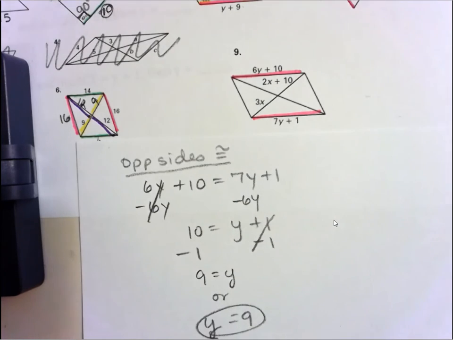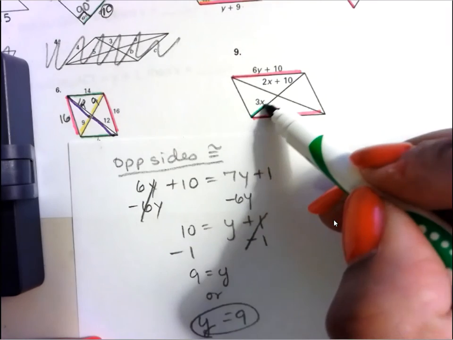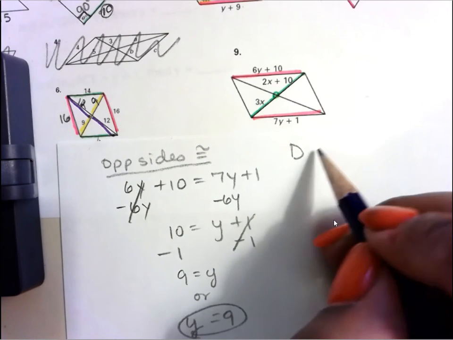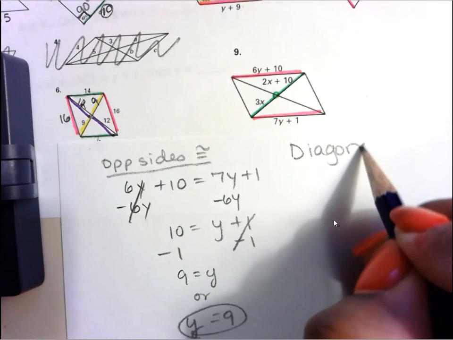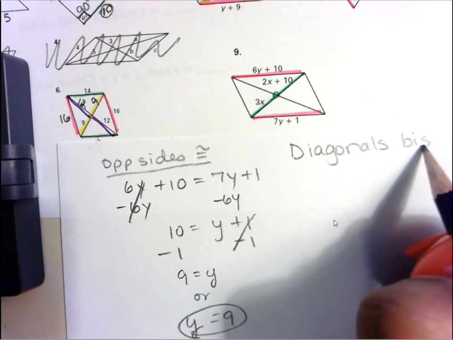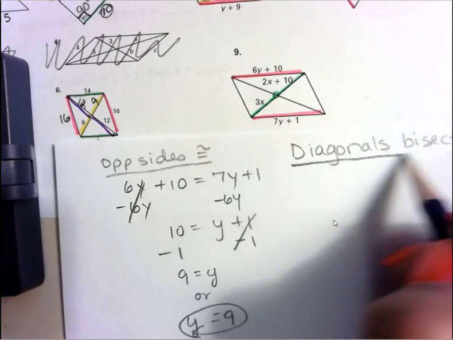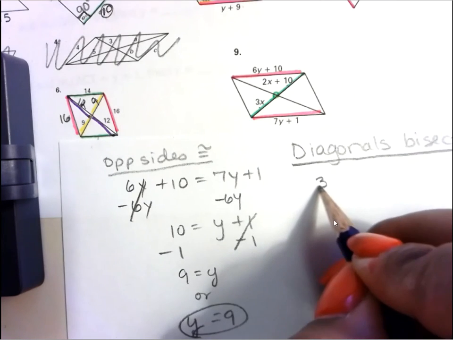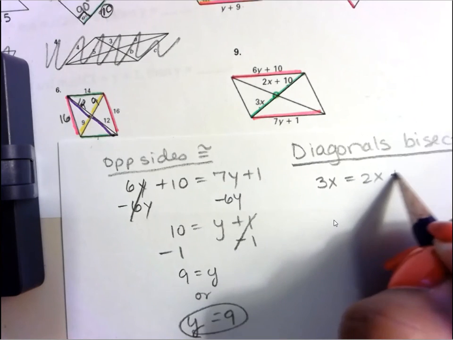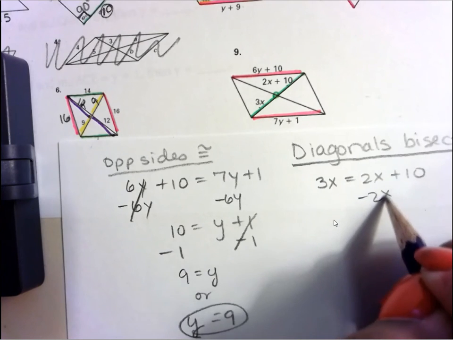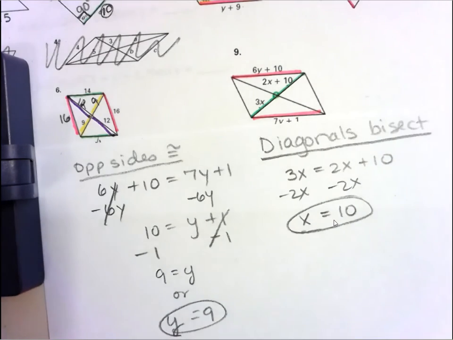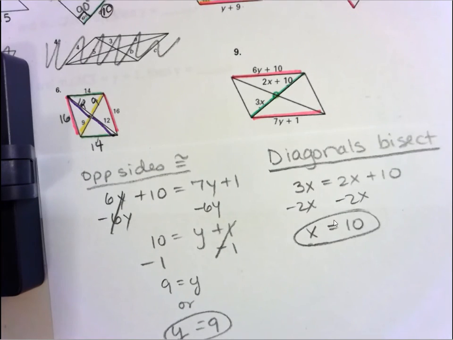Alright, the next one is this diagonal right here. And we know the diagonals bisect each other. I almost feel like I'm saying that Diagon Alley when I say diagonals. So these two are congruent, so we got 3x equals 2x plus 10. Oh, that was easy. X equals 10.